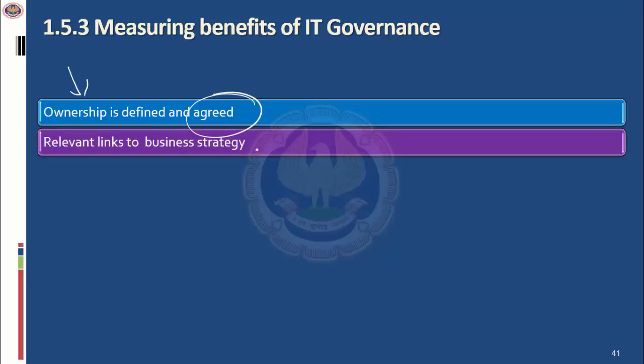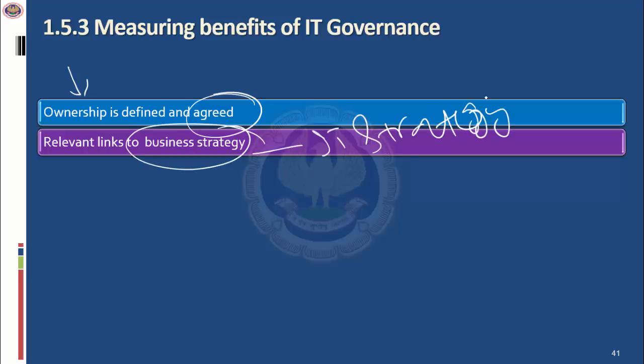There's a relevant link to the business strategy, which means IT strategy is linked to the business strategy, which means when IT is being used within the enterprise, it is as per the needs of the business, not based on having the latest information technology or needs of the IT management.